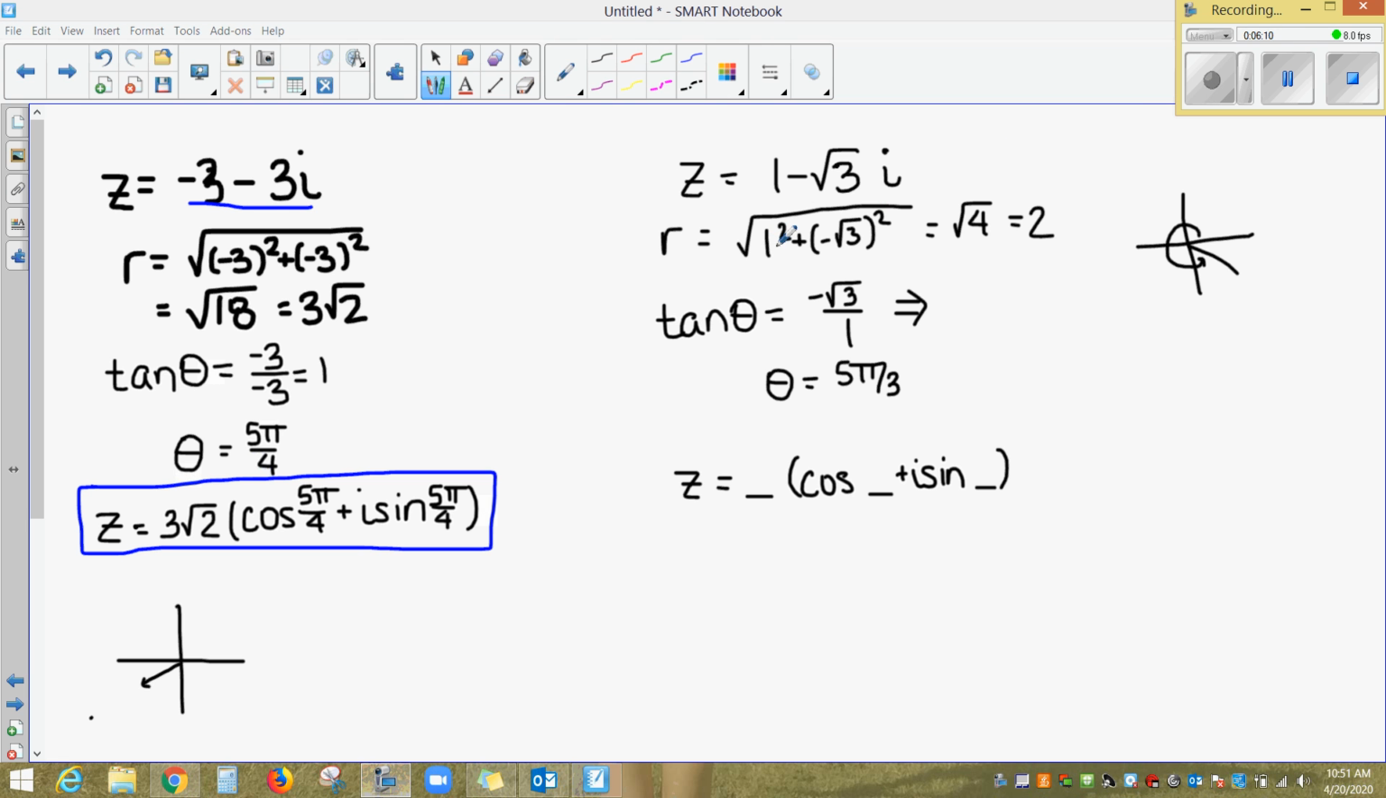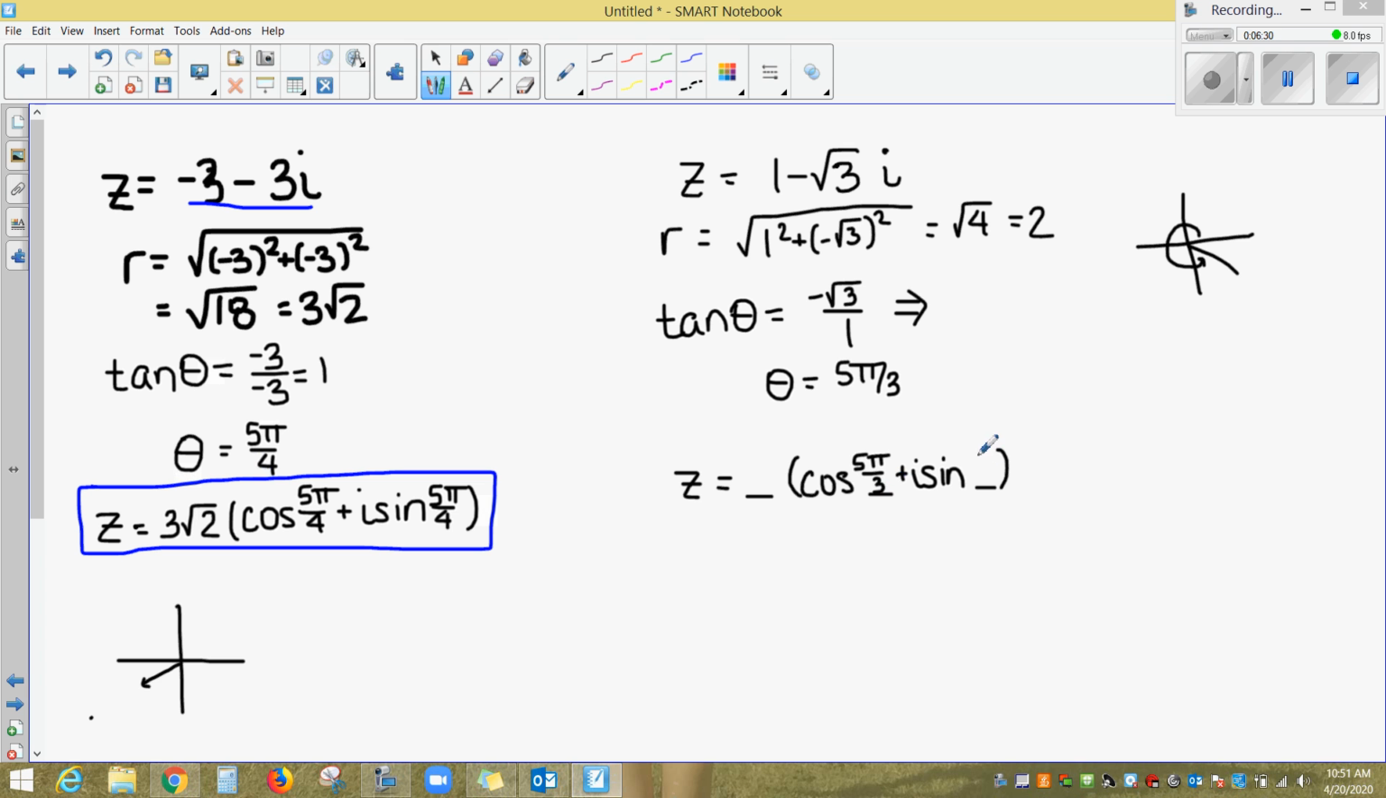Your r is 1 squared plus negative square root of 3 squared. So 1 plus 3 is 4, and the square root of 4 is 2. The tangent of theta is b over a. And if we are right 1 and down square root of 3, we are in the fourth quadrant, which means our theta is 5 pi over 3.